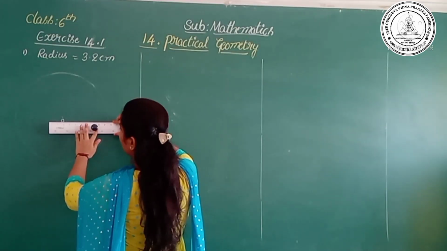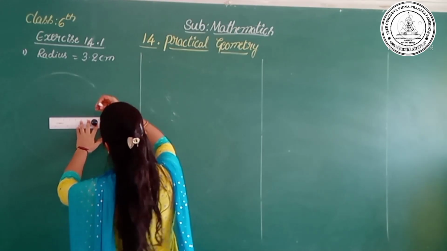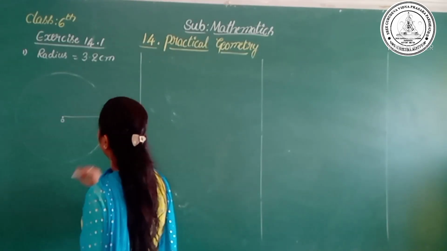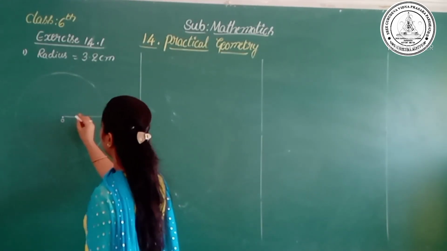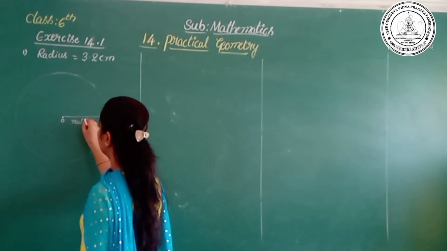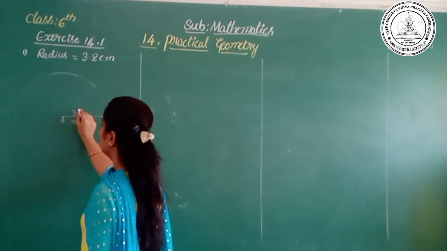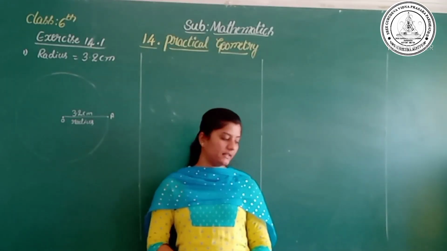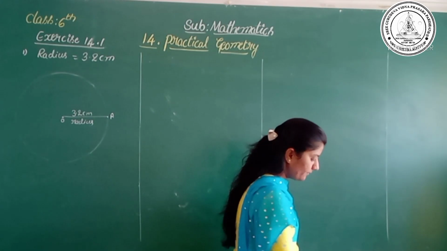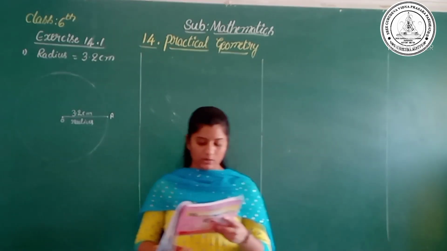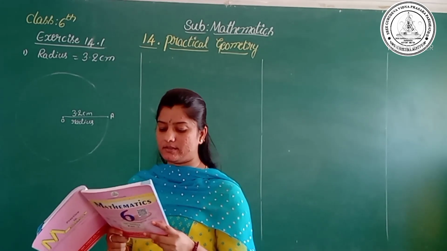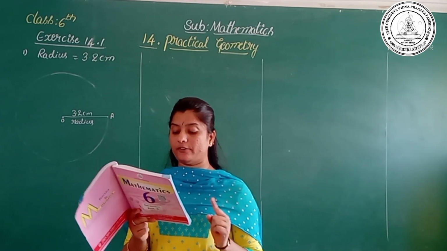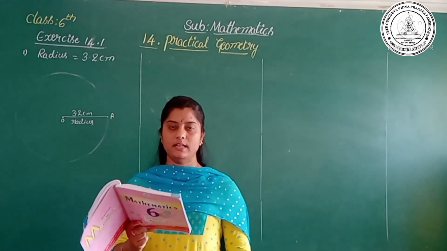So here I have drawn a thin circle, and here is the point O and here is A, and this is the radius having the measurement 3.2 centimeter. Okay? Yes. Then the second question is: with the same center O, draw 2 circles of radii. Radius is singular, radii is plural. So radii 4 centimeter and 2.5 centimeter.